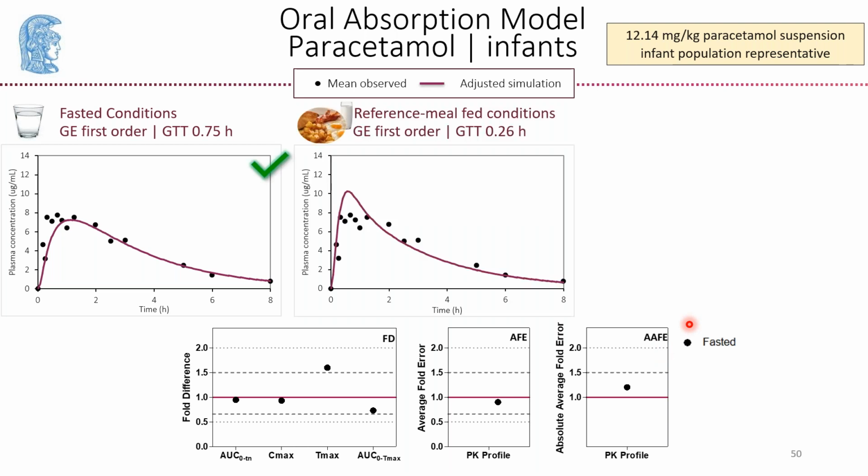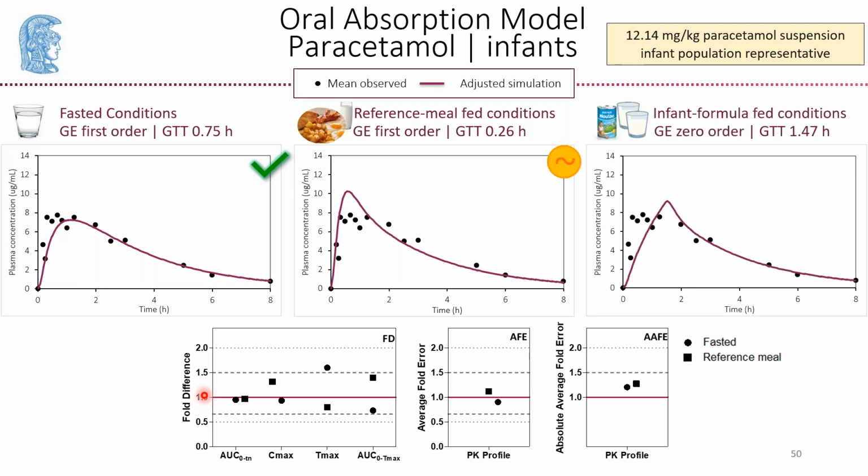Applying the reference meal fed conditions, here again using first order gastric emptying and the adjusted gastric transit time, we can see that the profile shape is in line with the observations. And finally, looking at our evaluation criteria, we are within twofold error.